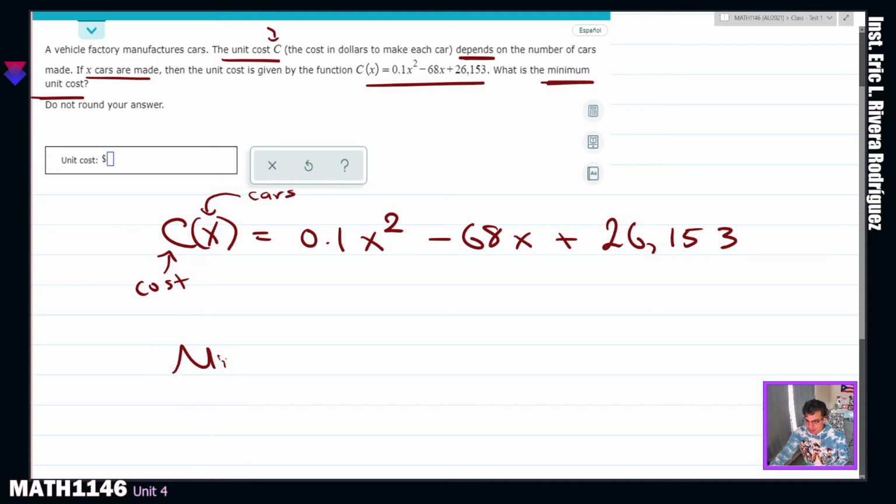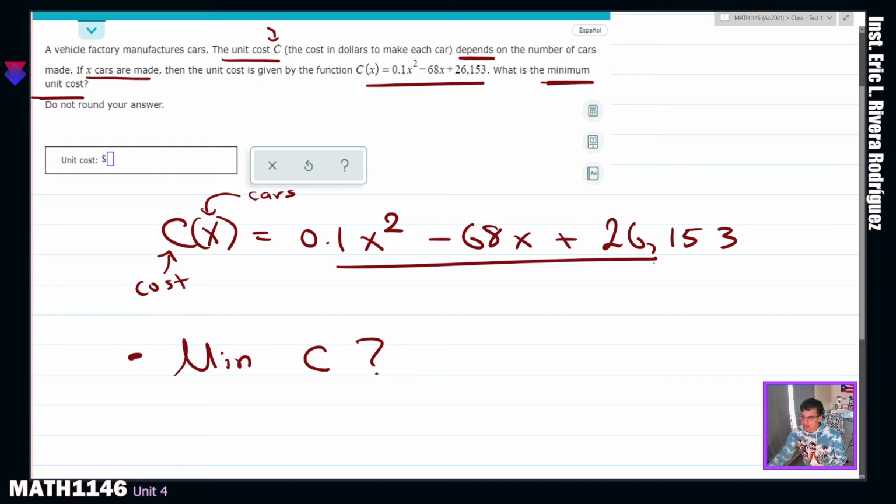So minimum C. And my first question for you is, is it possible to find a minimum value for C based on this equation? That's the first question that we need to answer.